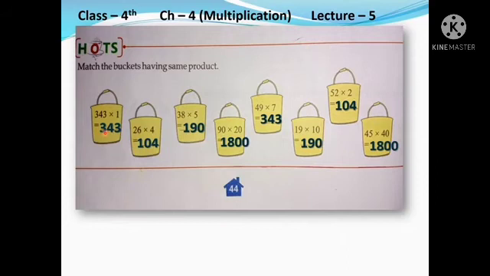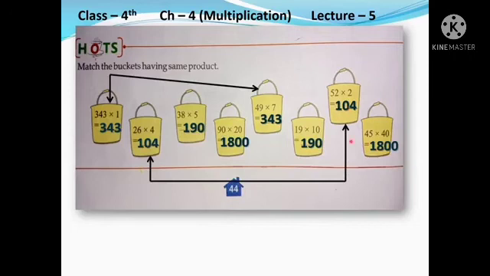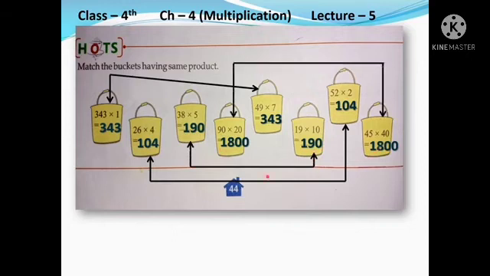Now see, here 343 is there and here also 343. So match these. Now see next 104 and here 104. Match these. Okay. Now see 190 and here also 190. So match these. Now see 1800 and here also 1800. Now match these. Okay. In this way you have to solve this question. Clear?